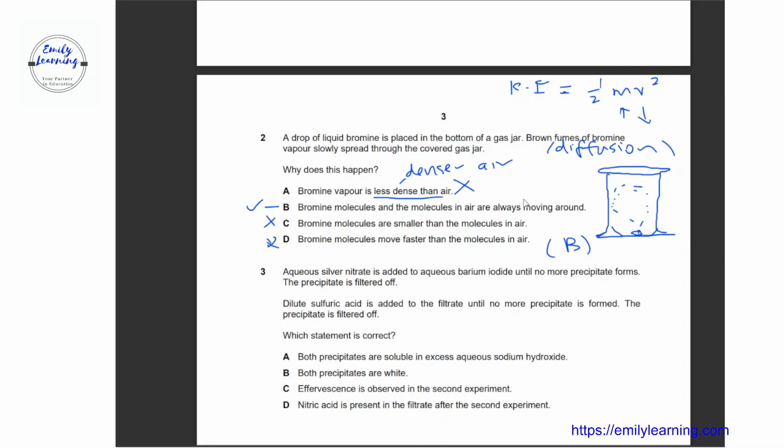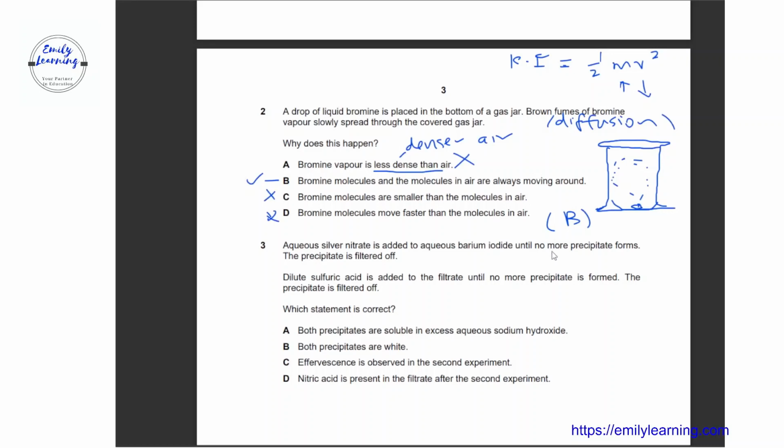All right. Now moving on to question 3. Aqueous silver nitrate is added to aqueous barium iodide until no more precipitate forms. The precipitate is filtered off. Dilute sulfuric acid is added to the filtrate until no more precipitate is formed. The precipitate is filtered off. So let's look at it. We start off with silver nitrate and we add it to barium iodide. Remember, silver iodide is insoluble. So we have silver iodide being formed as the precipitate.